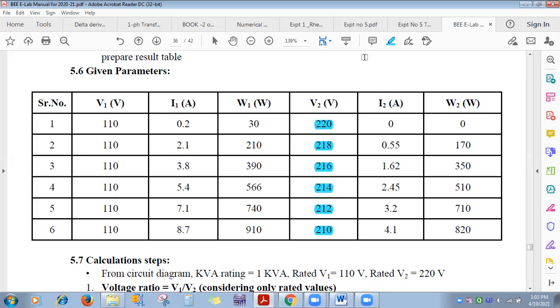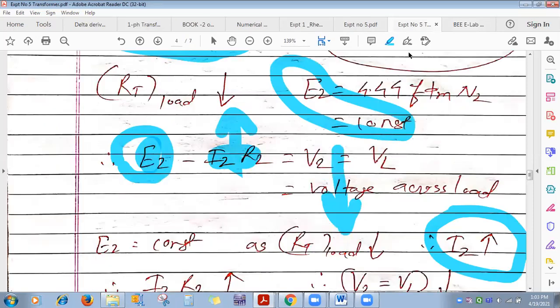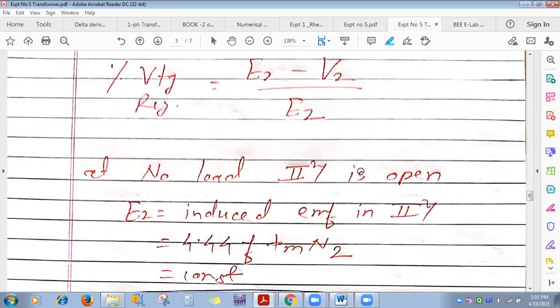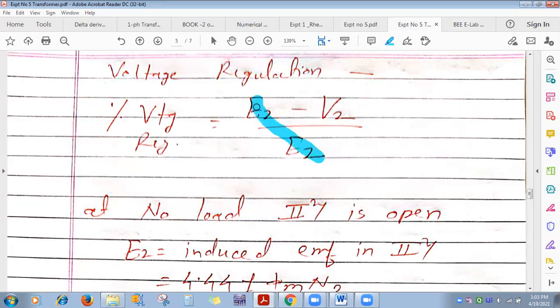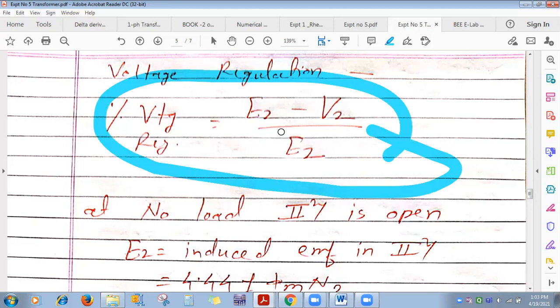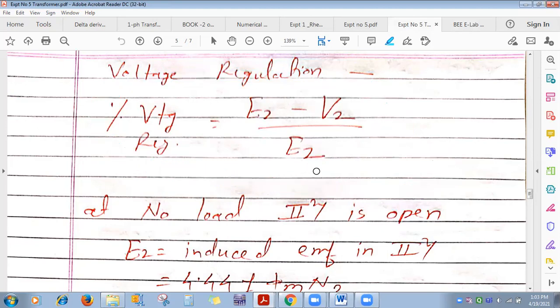And this is called the voltage regulation of a transformer. See here, voltage regulation of a transformer: change in voltage across the load from no load up to full load with respect to the no load voltage. E2 is the no load voltage. V2 is the full load voltage. So how can you define voltage regulation? Change in voltage from no load up to full load with respect to the no load voltage is called voltage regulation.